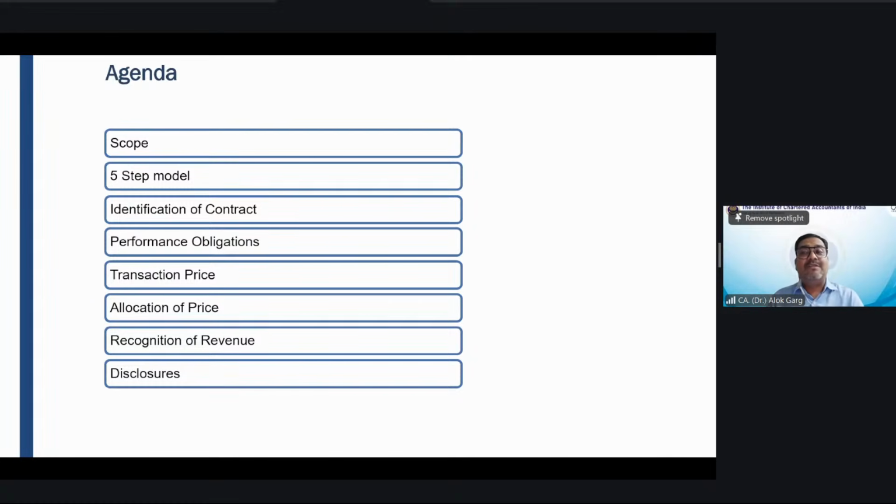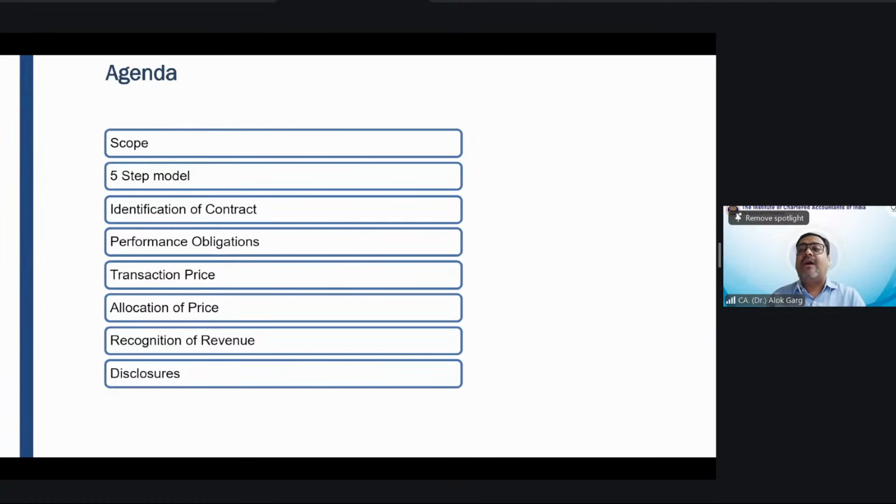Who is a customer? A person or entity who is buying goods and services. Which goods and services? Those which are manufactured, produced, or provided in the ordinary course of that entity. And this customer pays the consideration. Three keywords are there: revenue, contract, and customer.